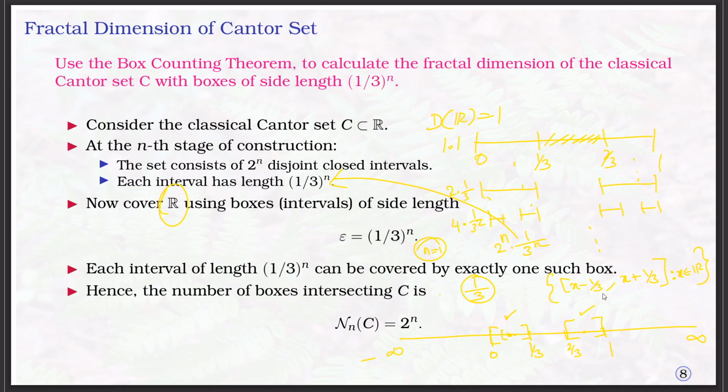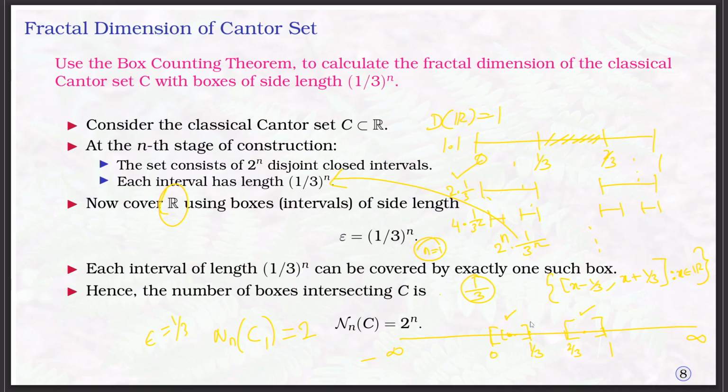Therefore, you can write here N of C1. Why am I writing this? After the first stage, the number of boxes required to cover C1 is 2 and epsilon equals 1 by 3. Then you can apply the box counting dimension theorem, and you get ln 2 by ln 3. So, now this is at the C1 stage.